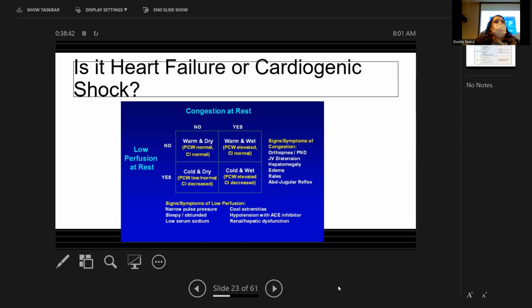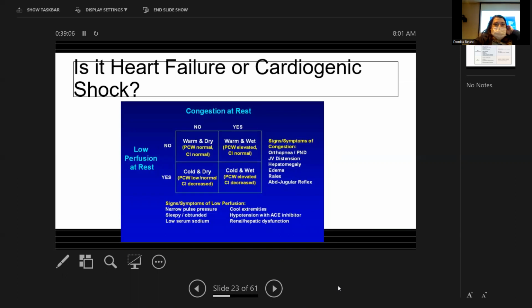So heart failure and cardiogenic shock. Those are probably some of the most common complications. Ventricular arrhythmias are the most common complication of MI. Heart failure probably is too, but cardiogenic shock is not, though it carries the most mortality.